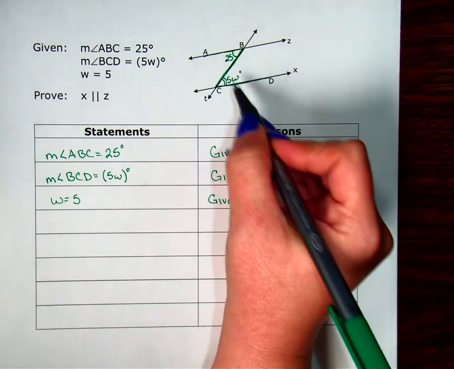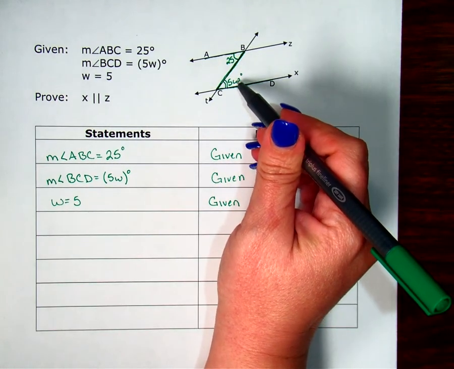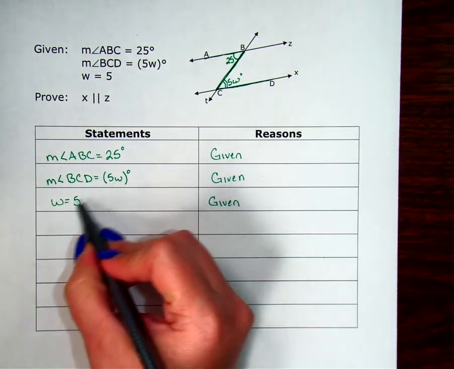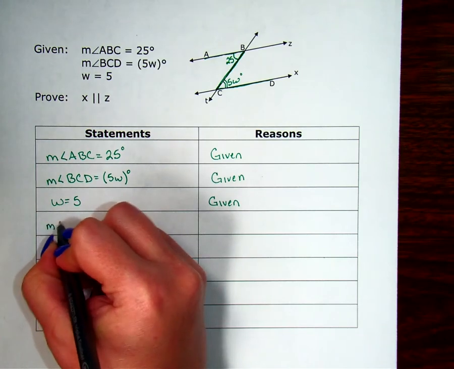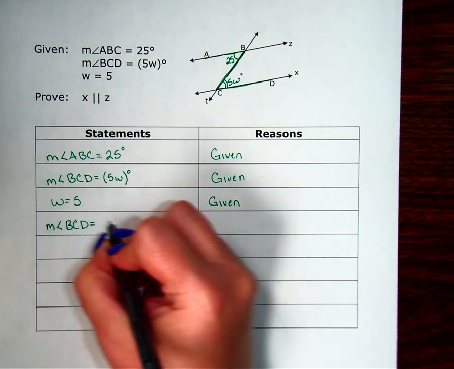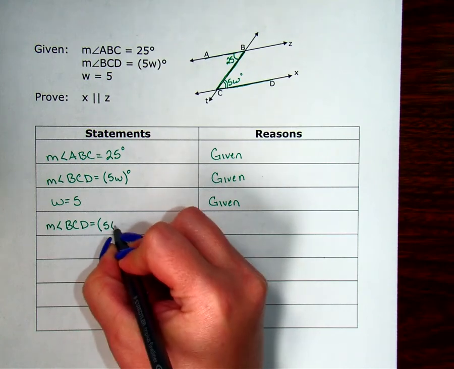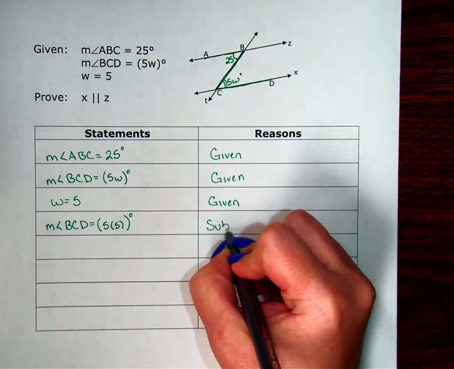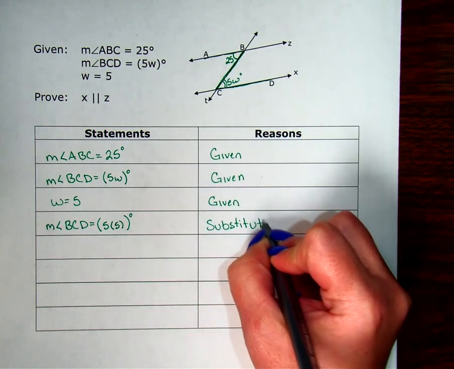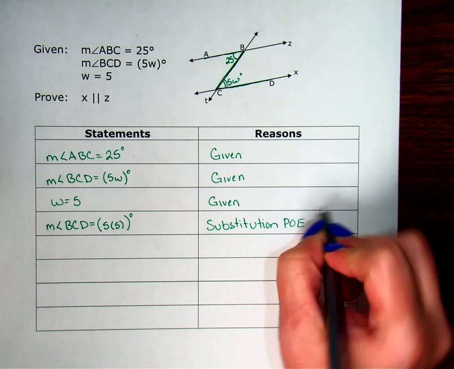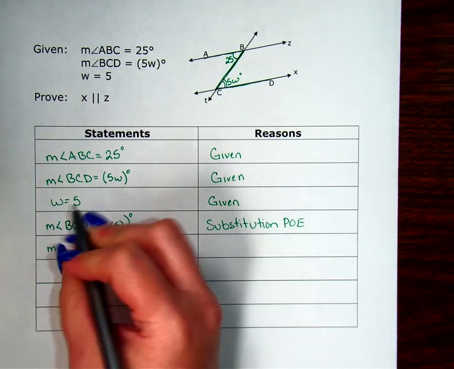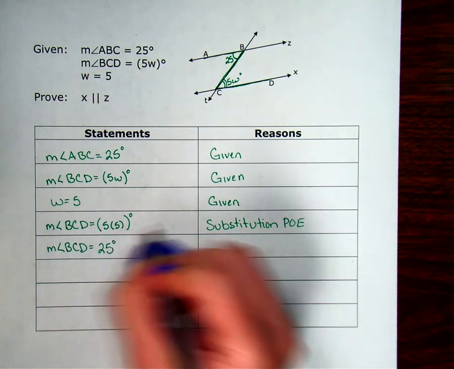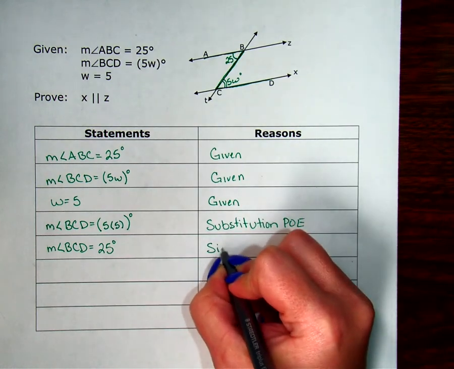Okay, and I can't really put that in my picture because that is going to eventually go in for this W. In fact, we can do that now and then figure out how big this angle is. I can substitute that in right here. So I can say the measure of angle BCD equals 5 times W, which is 5 degrees. I just did substitution property of equality. So then when I simplify that and do that multiplication, the measure of angle BCD equals 25 degrees. All we did was simplify.